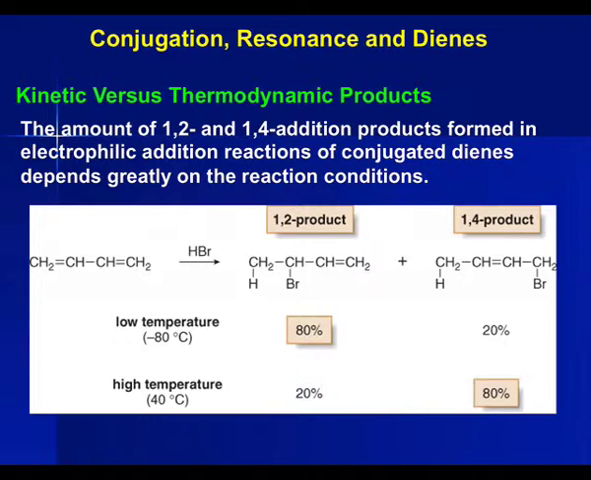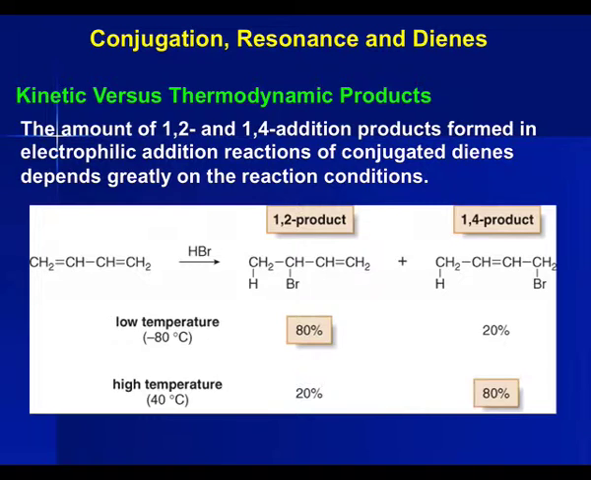Which one of these is under kinetic control, and which one is under thermodynamic control? The lower temperature is the one under kinetic control. So the 1,2 addition product is therefore the kinetic product. What do I mean by that? What do you think I mean by that, Russell? What do I mean by the 1,2 addition product is the kinetic product? What does kinetic mean to you? If something's kinetic, what does that mean? It means fast, right? We're talking about kinetics, we're talking about how fast things go, right?